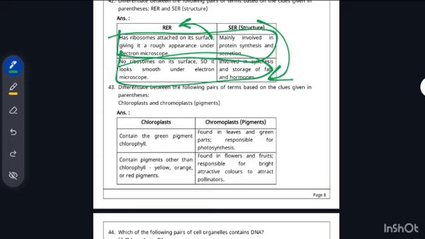Then differentiate between the following pairs of terms on the basis of the pigment: chloroplast and chromoplast. Again here, this first point is of chloroplast, the second is chromoplast. So chloroplast contains the green color pigment called chlorophyll, found in leaves and green plants, and it is responsible for photosynthesis. And chromoplasts are the pigments that contain yellow, orange or other colors, found in flowers and roots, responsible for attracting pollinators and pollination. I have explained this in my previous video. So you should remember that chloroplast is important for photosynthesis, and chromoplast is for bright colors, they attract the pollinators.